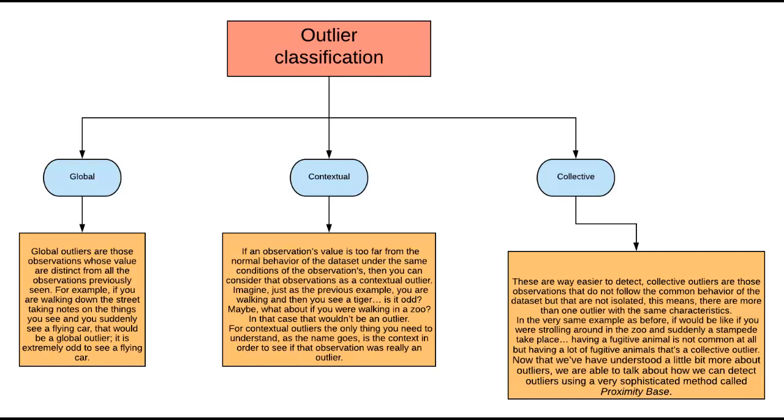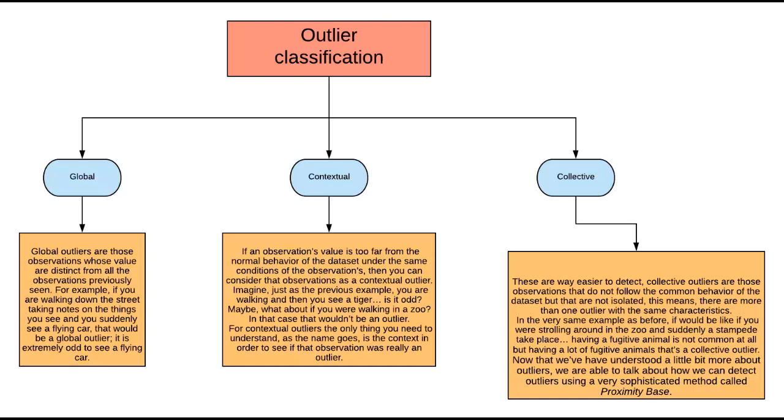For contextual outliers, the only thing you need to understand, as the name goes, is the context in order to see if that observation was really an outlier. And finally, we have the collective outliers. These are way easier to detect. Collective outliers are those observations that do not follow the common behavior of the dataset, but that are not isolated. These are more than one outlier with the same characteristics.